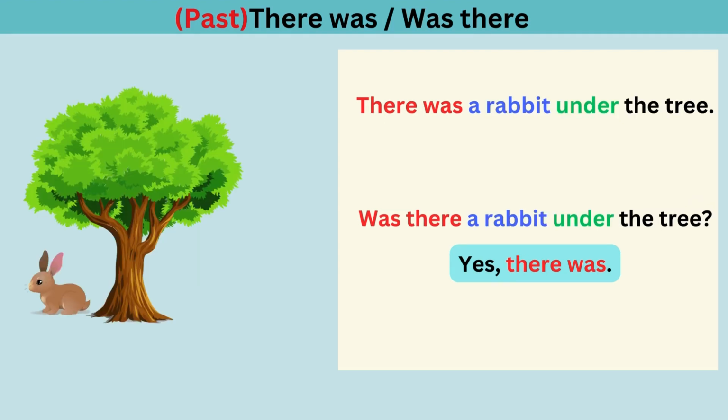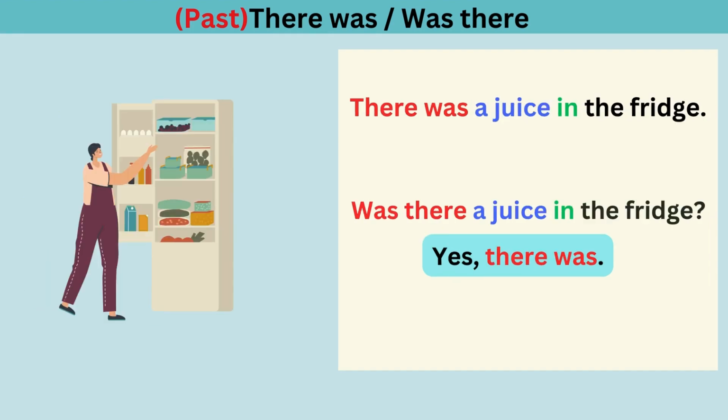There was a rabbit under the tree. Was there a rabbit under the tree? Yes, there was. There was a juice in the fridge. Was there a juice in the fridge? Yes, there was.